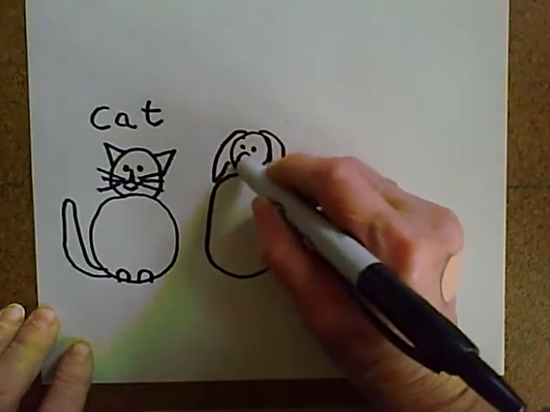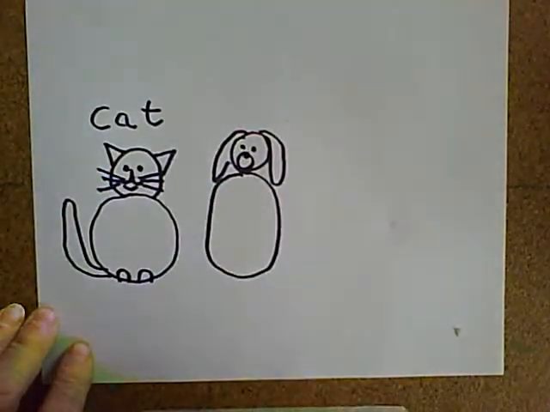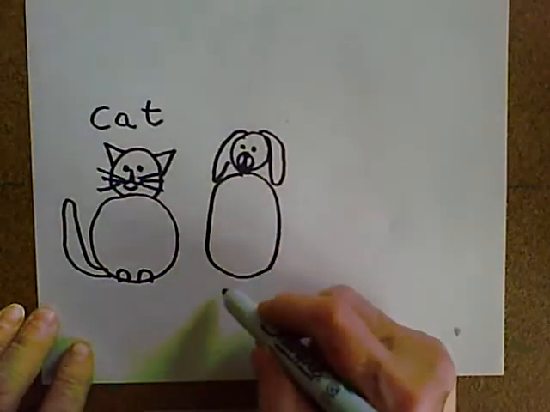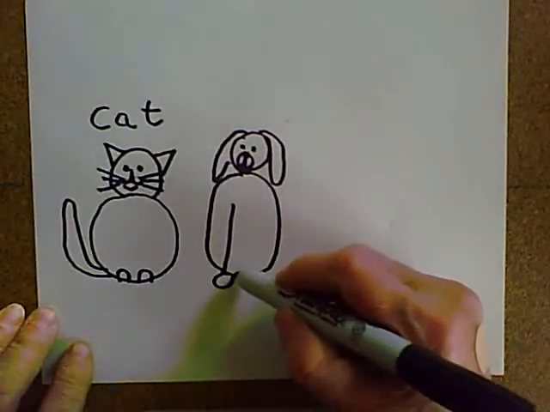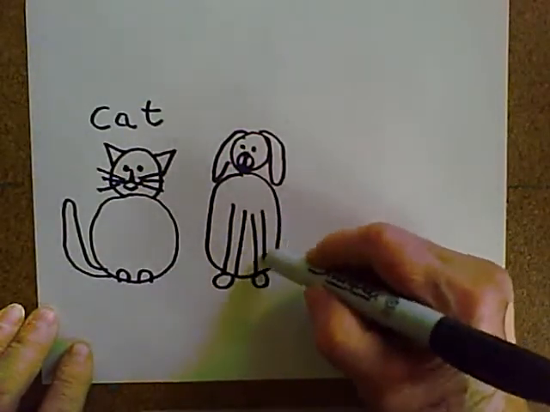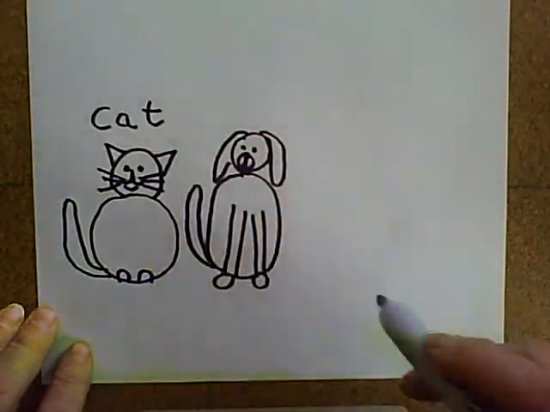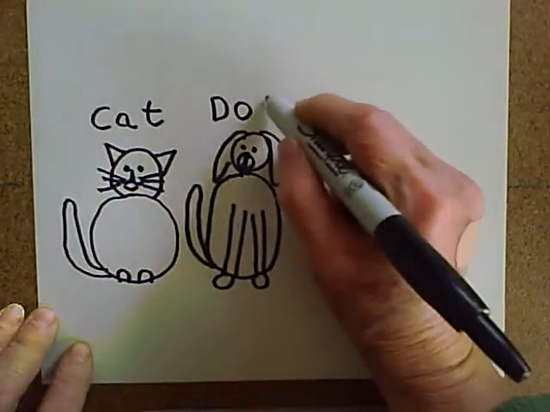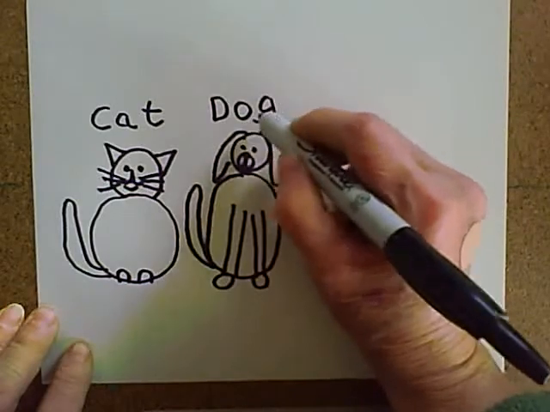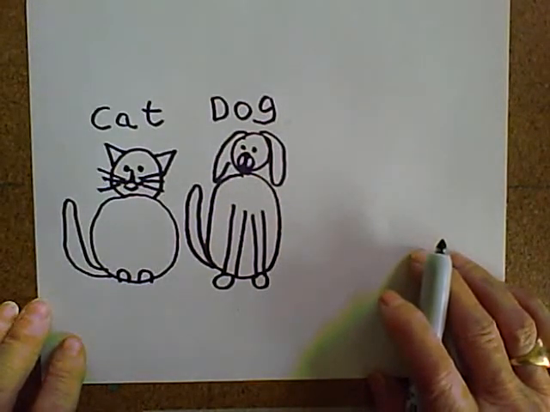And we're going to make a circle here, and we're going to put a nose on dog. Go down like that. And dog needs two little feet down here. Let's draw some lines to show his legs. And a nice big tail on the side. So there is D-O-G, dog. So you have cat and dog.